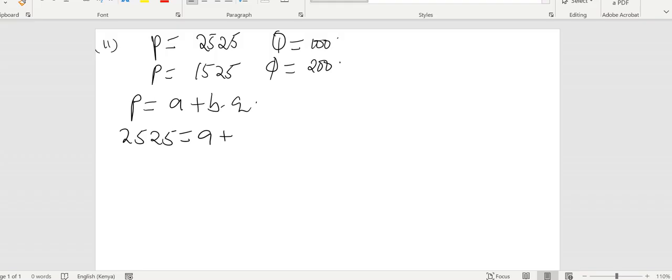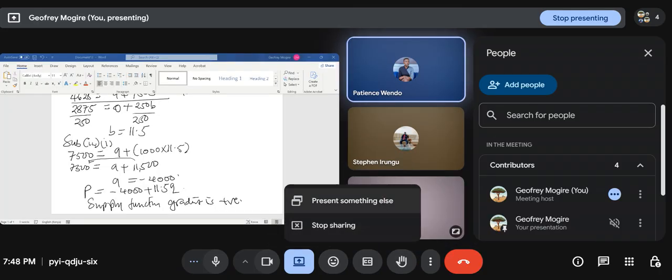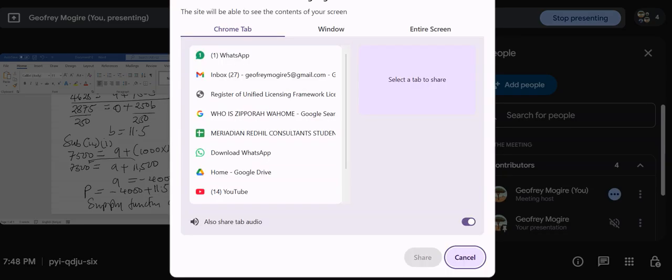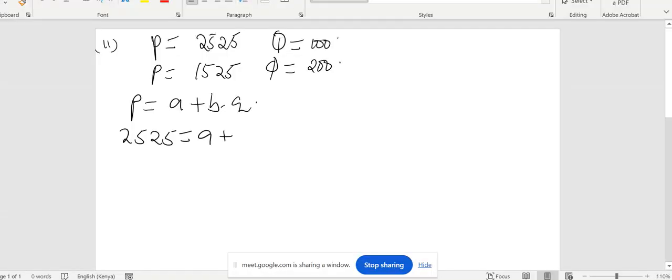We can't see the board. Oh, I haven't shared. Sorry. Now you can see that? Yes. So 25, a is what we are looking for, then 100Q.